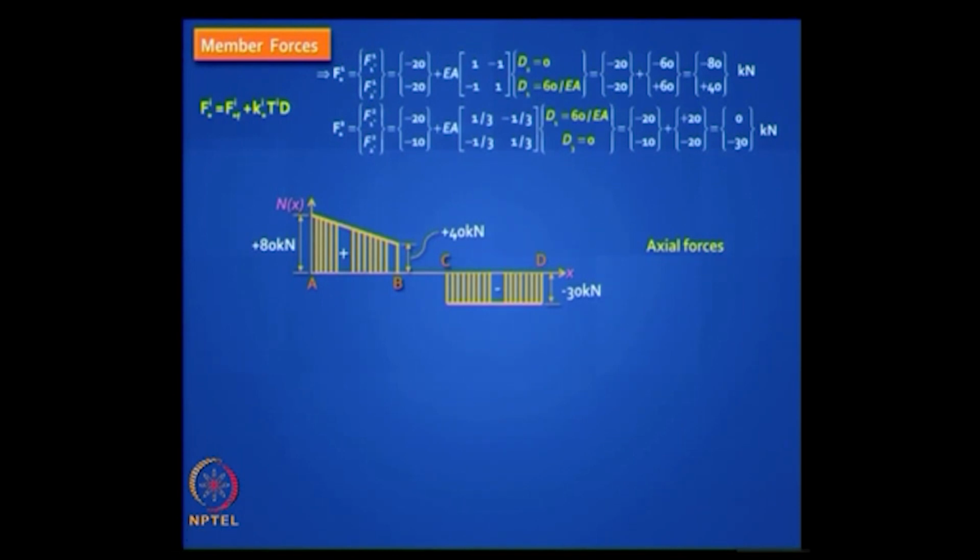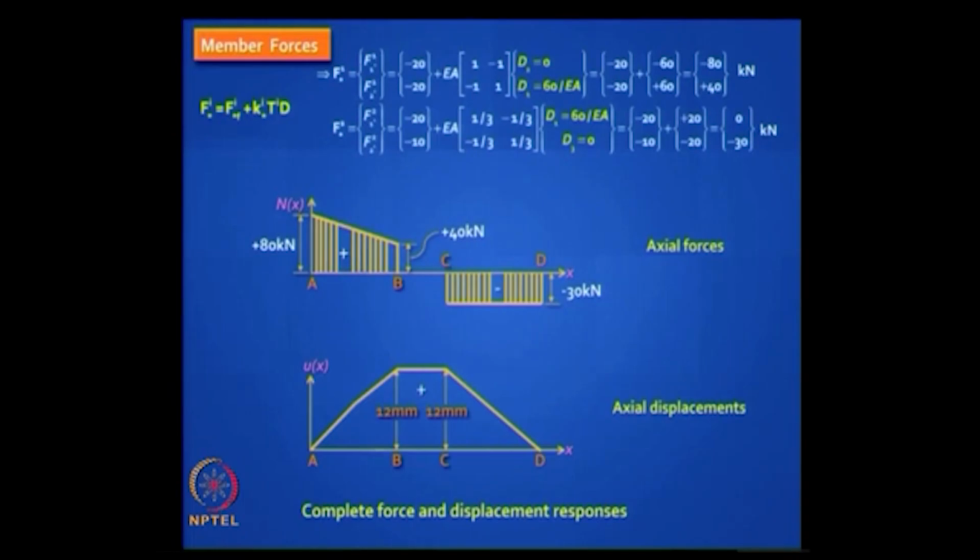Is this what you drew in the beginning? I asked you to guess, so you see you have to check out your intuition. You actually get 0 axial forces in the middle in this particular problem, and your deflected shape will look like this. Okay, so this is your complete solution, right?